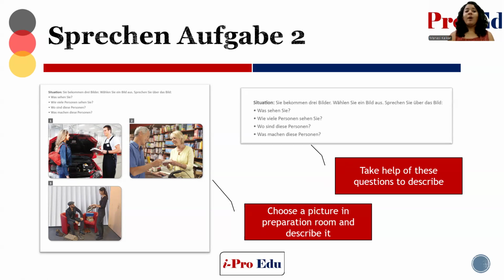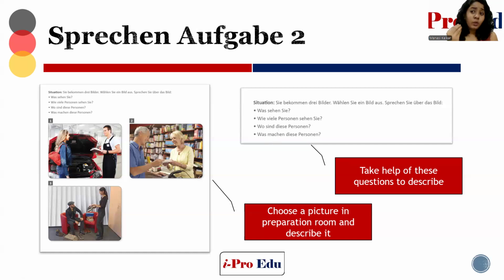Once you have chosen the picture, you can see that on the right side, there are a few questions. Was sehen Sie? That is, what can you see? Wie viele Personen sehen Sie? How many people are you seeing? Wo sind diese Personen? Where are these people? Was machen diese Personen? What are the people doing? So you have to take help of these questions and describe the picture as much as you can.